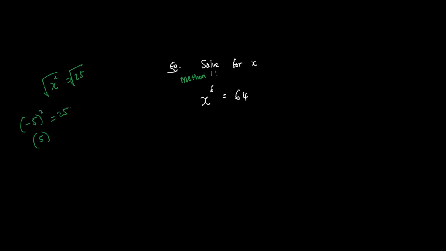If I have x cubed is equal to, let's say, 8, I can cube root both sides. So if, for example, I have x cubed is equal to 8, to solve for x, I can cube root both sides. Remember, there's no need to say plus minus. I just cube root both sides.